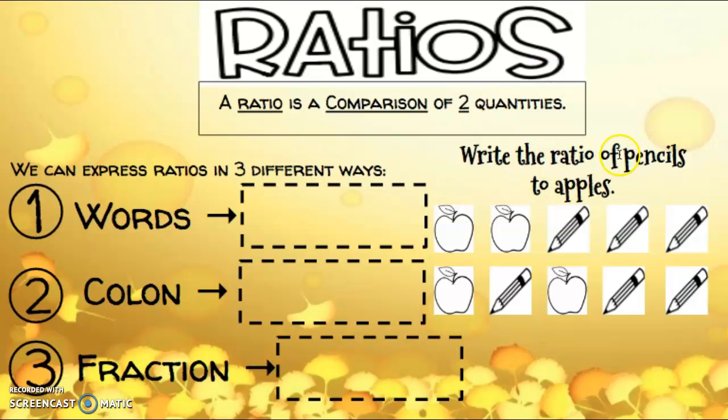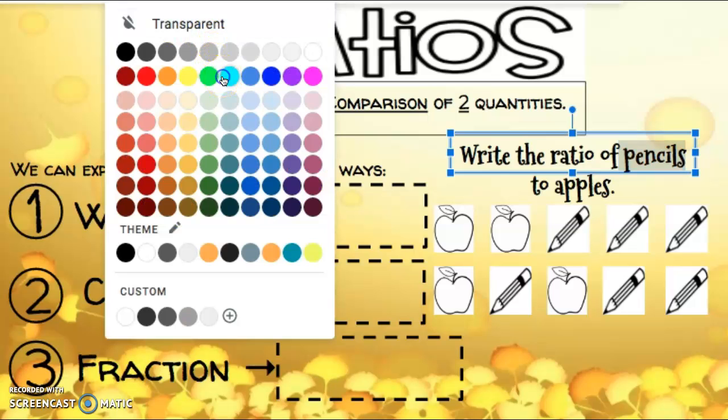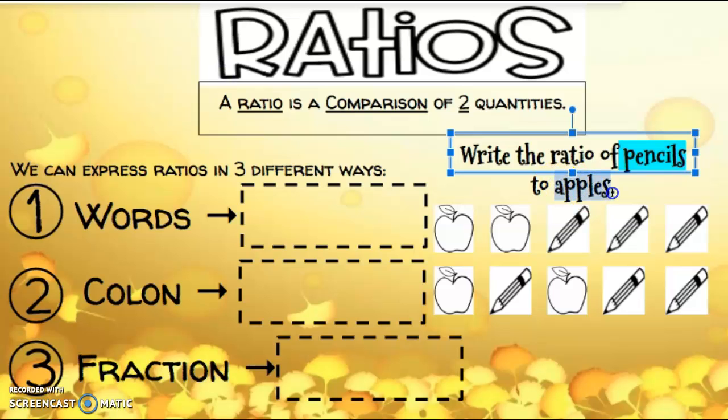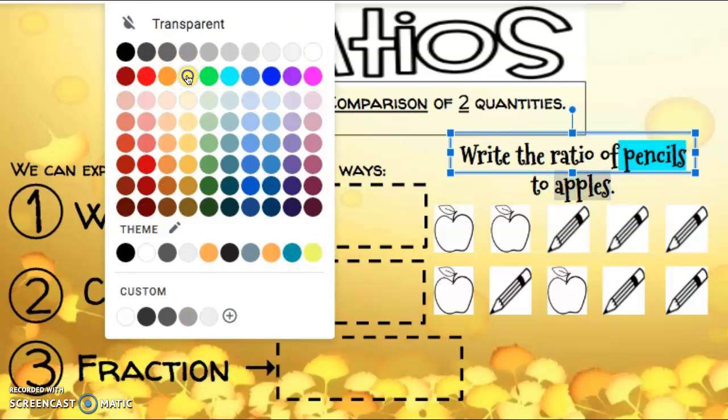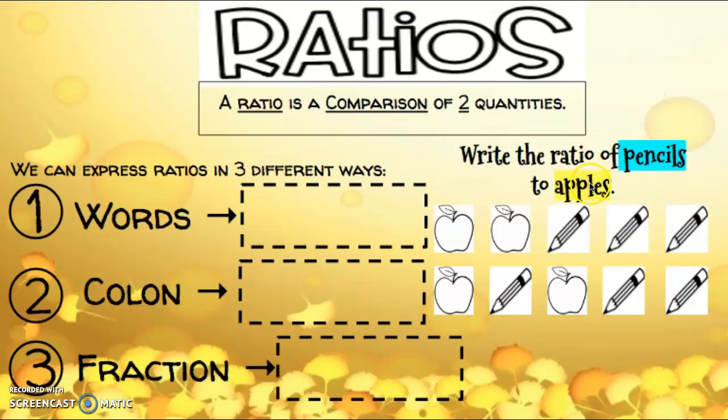It says write the ratio of pencils, let me highlight it. I'm trying to find my highlighter. Pencils to apples. Okay, and the biggest thing that you need to focus on here is making sure that you stay in the order of pencils to apples. Okay, so we have to sit here. How many pencils do we have? 1, 2, 3, 4, 5, 6.